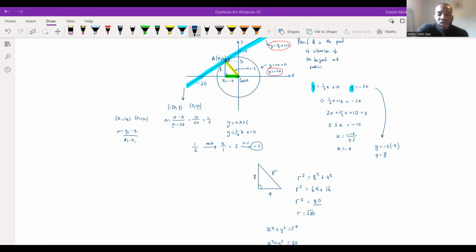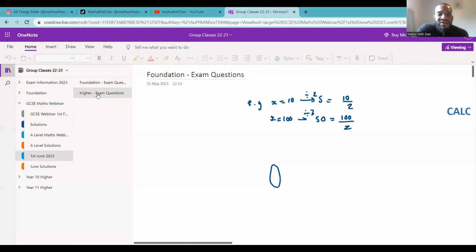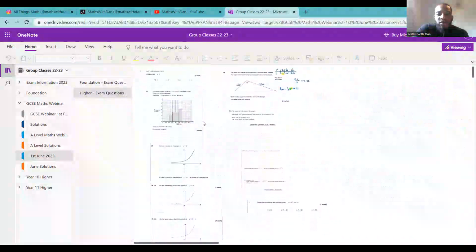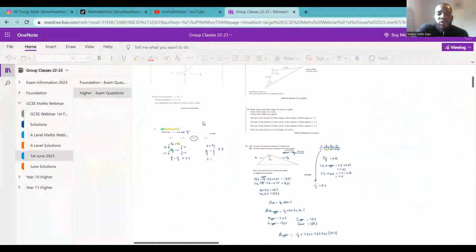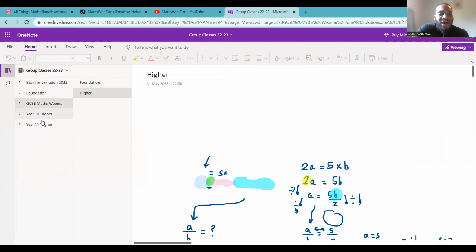So I'm going to share my browser so you can see. This is the link that I sent in the chat. If you click on it, it should take you to this. You go to GCSE Maths webinar. This is the lesson we did today. You go to 1st of June 2023, then higher exam questions. As you can see, these are all of the work we did today, and for any questions that we didn't do, there's a June solutions section, so you can check any questions.